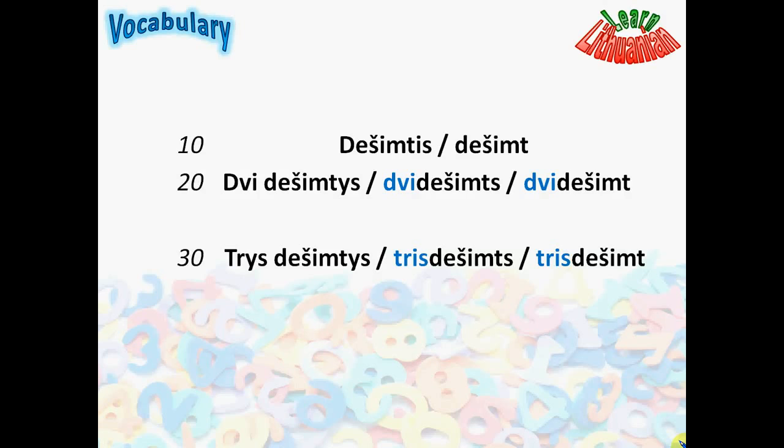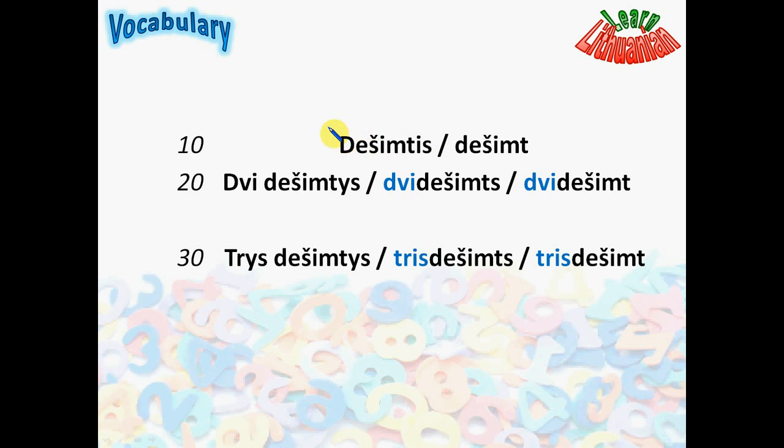So let's see how the words 20, 30, 40 are made. At first we've got the word 10. Dešimt. You learned it in previous videos. Now, dešimtis means a ten. This is a noun. Dešimtis.